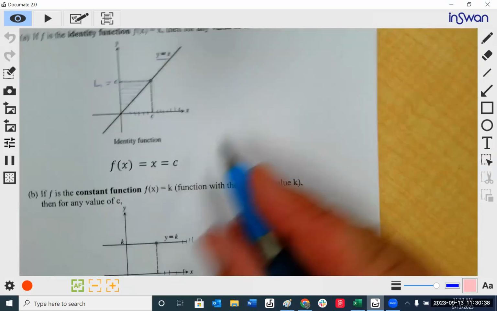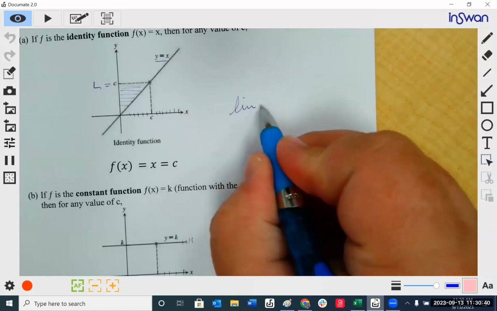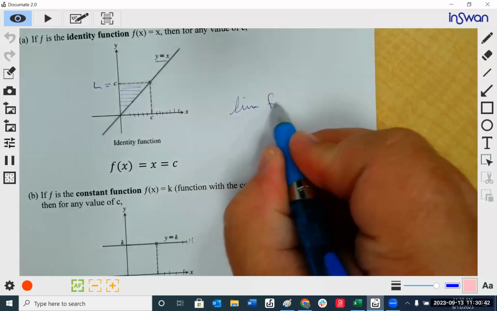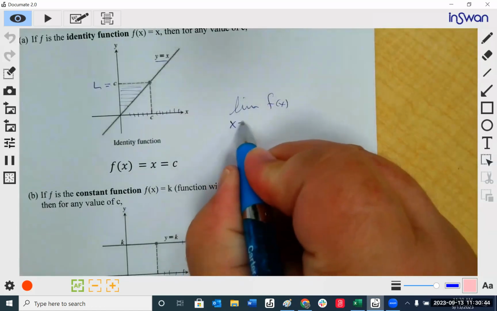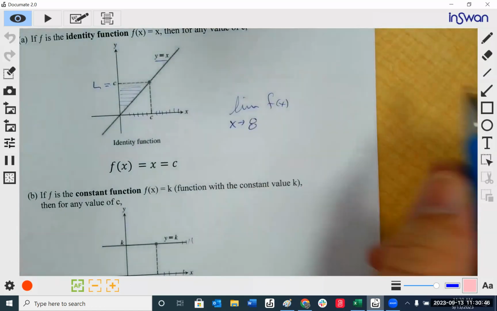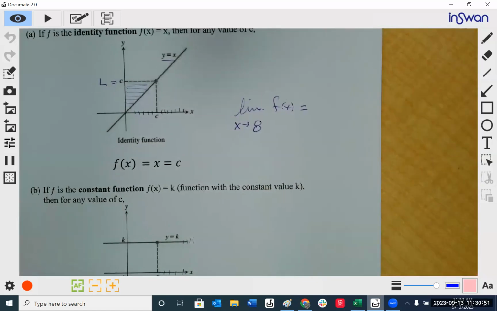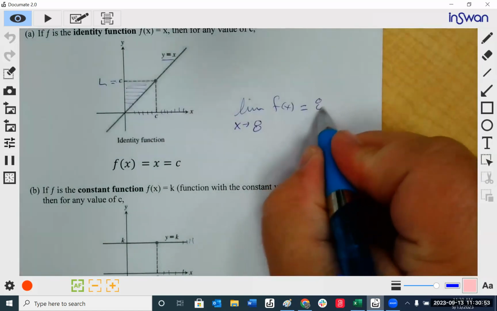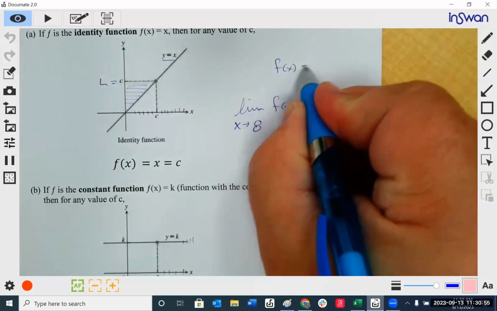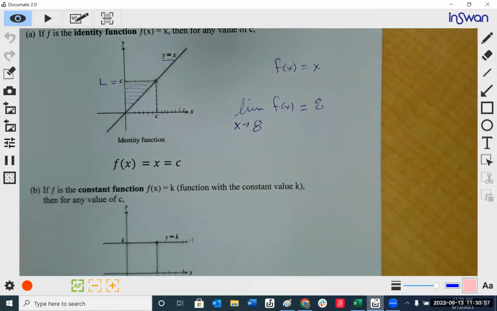But what this one's saying here is the limit of f of x as x approaches 0, or say 8. Then the limit of that one is going to be what? 8. Because the function is the value. So no work needs to be done there. Sometimes it's just that simple.